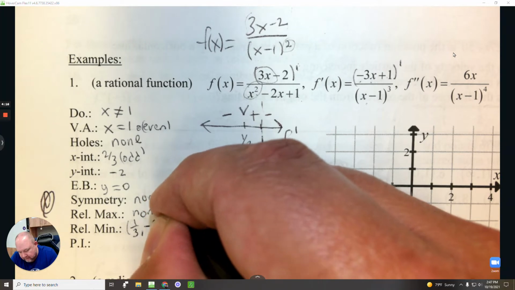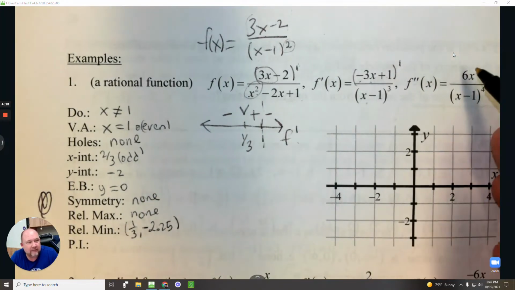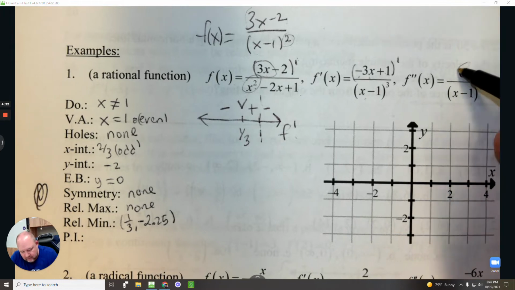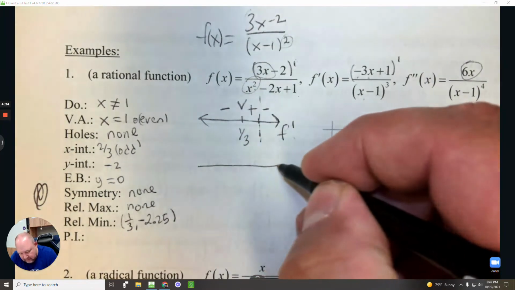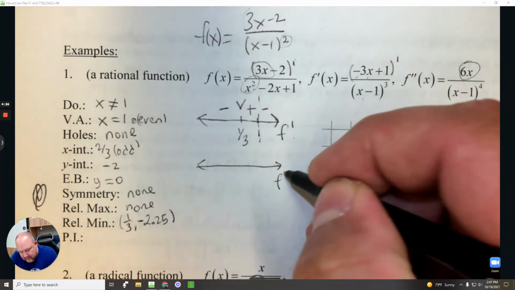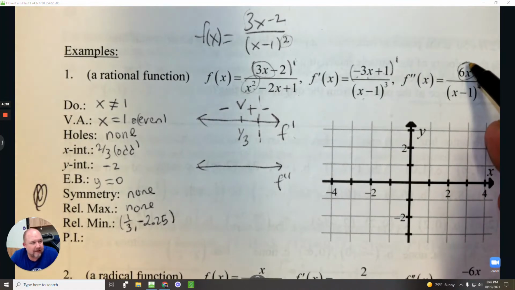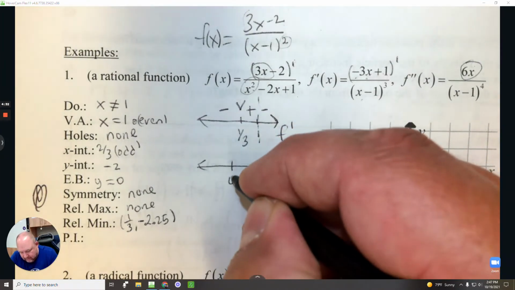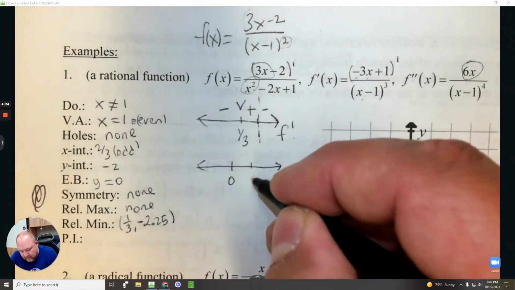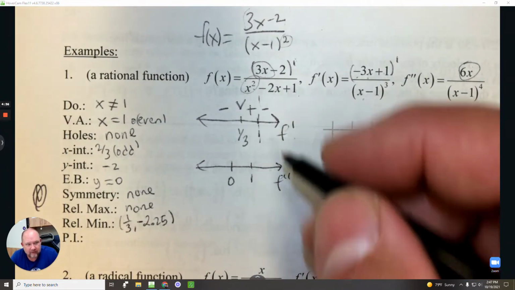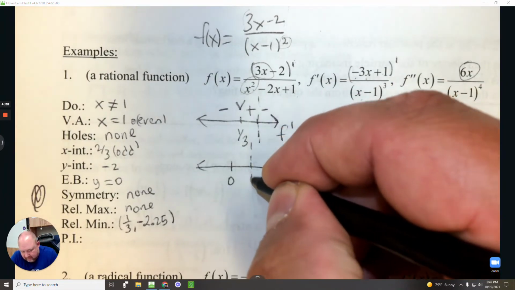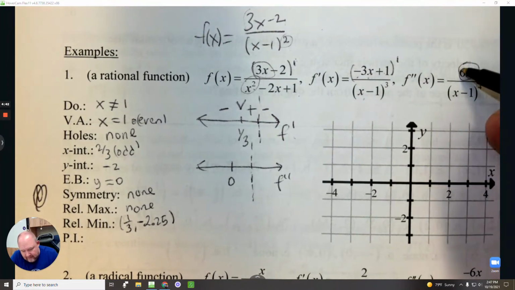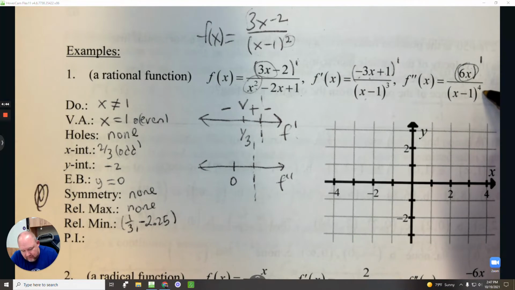And there's no symmetry. The point of inflection comes from the second derivative. So look at the second derivative. Look at the numerator. What makes it 0? I'm going to do another number line here. If you take the numerator equal to 0 and solve it, 0 is a critical number. And again, +1. What makes it undefined is critical too, but it's not going to be a point of inflection because it's an asymptote. Plug in a negative number.